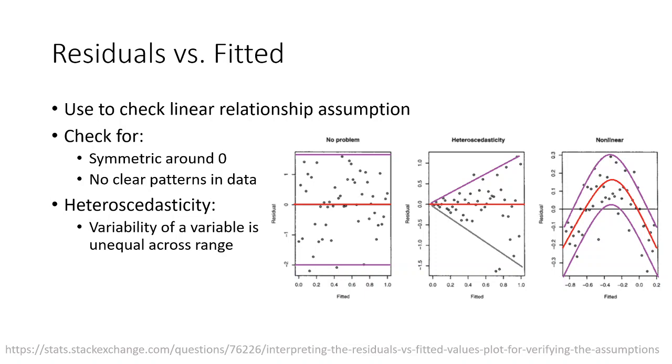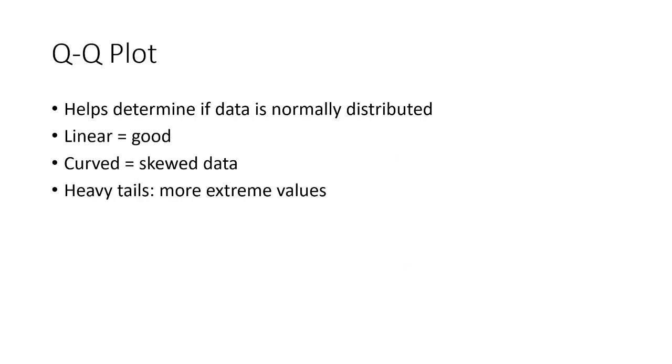Oh, do I have to say the heteroscedasticity word? Thank you. You're all smarter than I am. That tells us the variability of a variable is unequal across the range. All right, so that is the residuals versus fitted. Basically, if you look at this graph and you see something like this, your data is pretty linear, you're pretty good. The second of the 4 graphs, the QQ plot, helps you determine if your data is normally distributed.